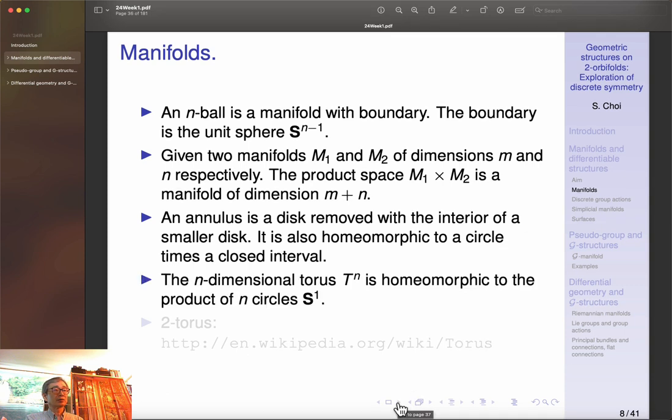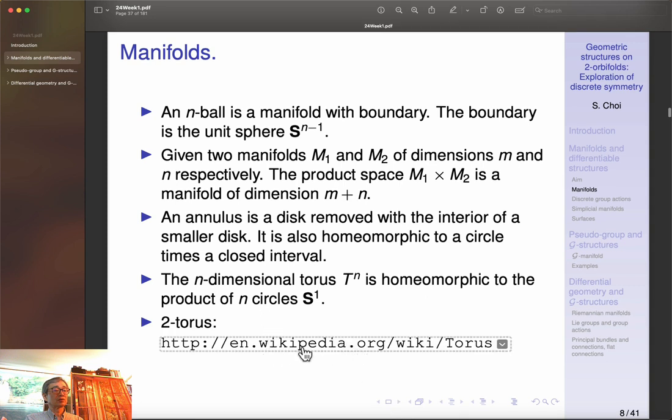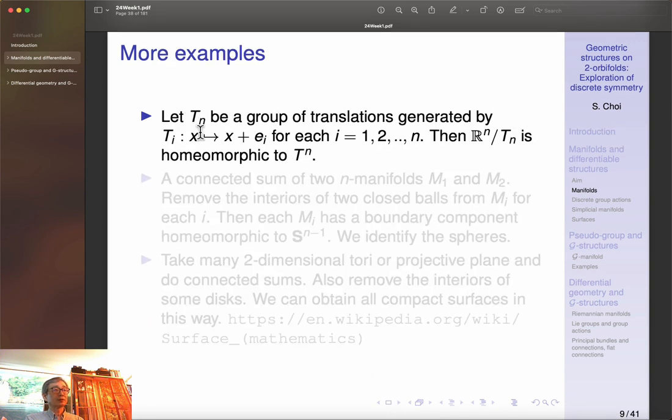So the n-dimensional torus is defined as the product of n circles. If you look at something like the two-torus, there are various ways to realize it, but of course they are all homeomorphic. Another way to look at the n-torus is to consider Tn to be the group of translations generated by translation by the standard vectors, in the standard directions. Then Rn mod Tn is again homeomorphic to the n-torus. Again, you're using quotient topology, which I'm not explaining here.